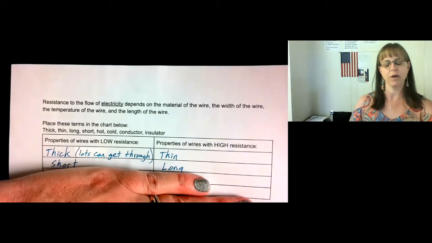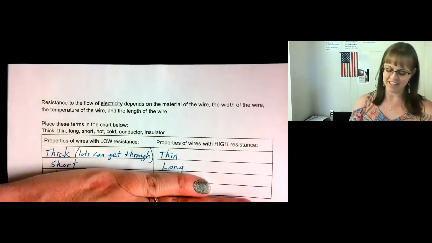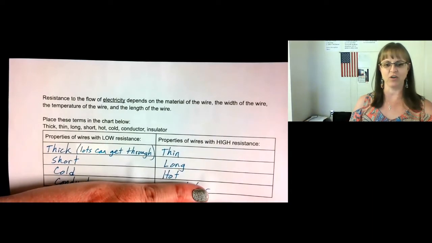Next, hot and cold. Well, think about your computer. Is it good for your computer to get hot? No, that's very bad. It's important to keep your computer cold because if it gets too hot, it builds up a lot of resistance. So, hot wires have high resistance and cold wires have low resistance.